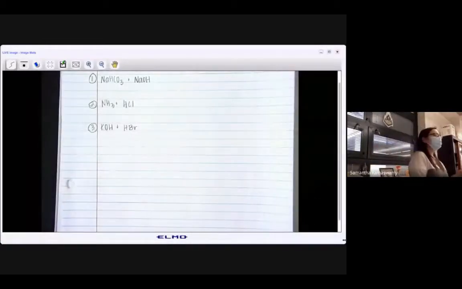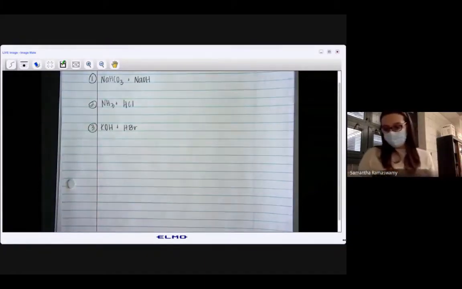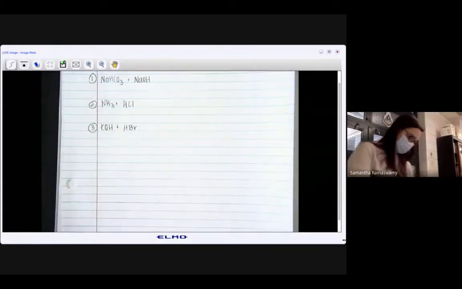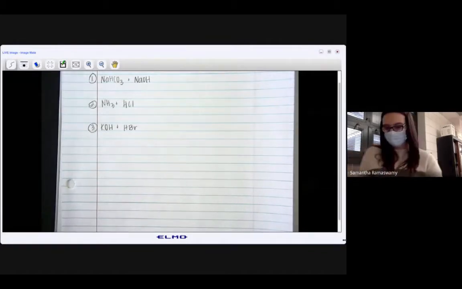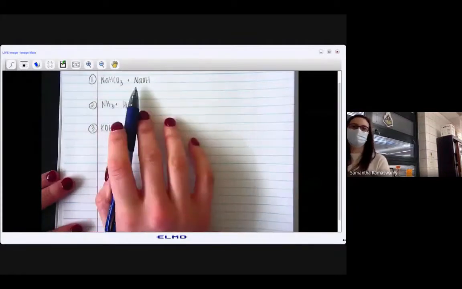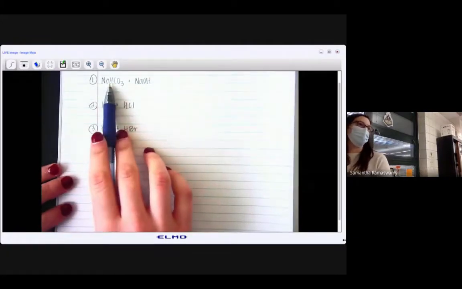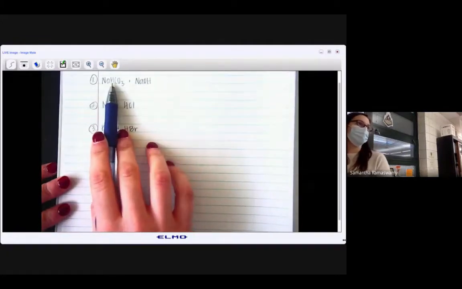So the do now wanted you to just predict the pH, just a range, not calculate it, just predict. Remember that any titration is always an acid-base neutralization reaction. So we know that for each titration, we have to have an acid and we have to have a base. Well, if you look at NaHCO3, you're like, I don't know what that is because it looks like a salt.